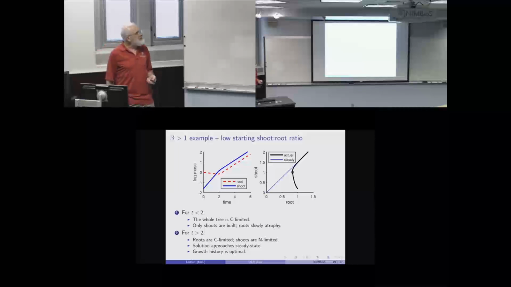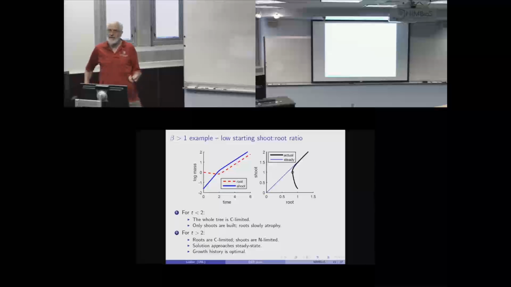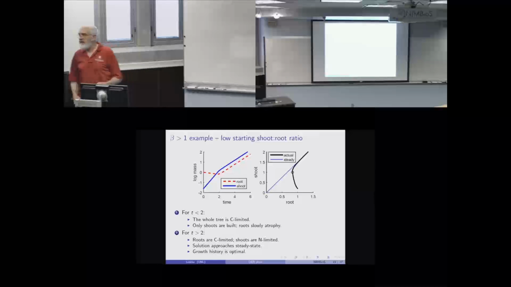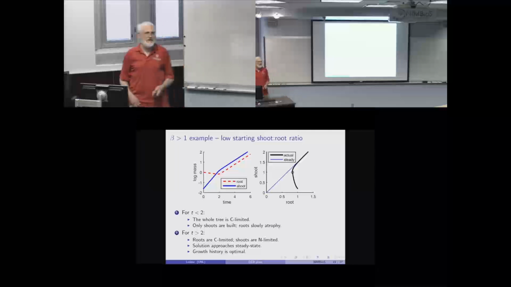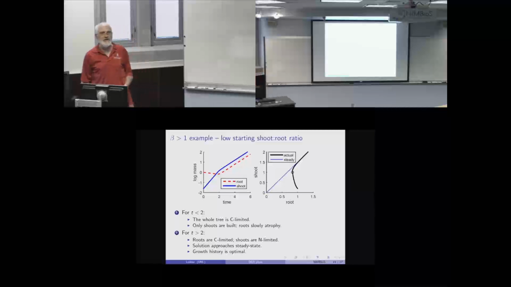The solution approaches steady state, and you can show that this growth history is optimal. So it's not only approximately optimal, it is optimal. What that means is that if you have two plants, one of which follows this local allocation rule, and another one that has an arbitrary allocation rule in which the fraction of nitrogen that gets rejected is not rho sub n, but it's whatever you want it to be, it turns out you can't do any better than to make the same thing that the local allocation rule gives.